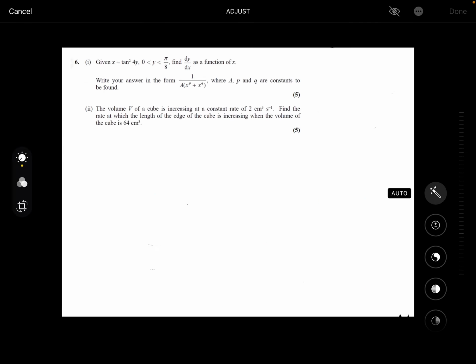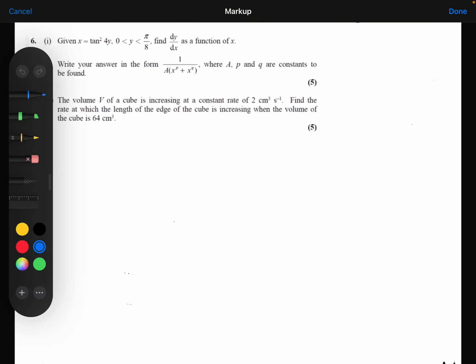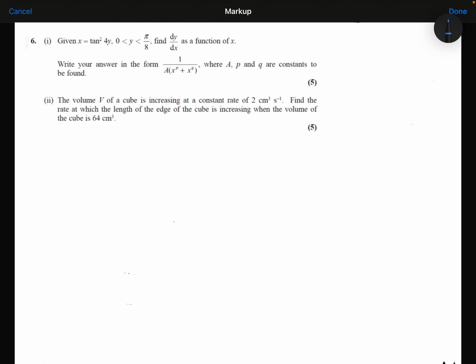Let's have a look at part II now. Right, the volume V of a cube is increasing at a constant rate of 2 centimetres cubed per second. So that's making me think the volume is increasing at a rate, so dV by dt, it's a constant rate, so just equal to 2 centimetres cubed per second. The question's asking me to find the rate at which the length of the edge of the cube is increasing when the volume of the cube is 64.